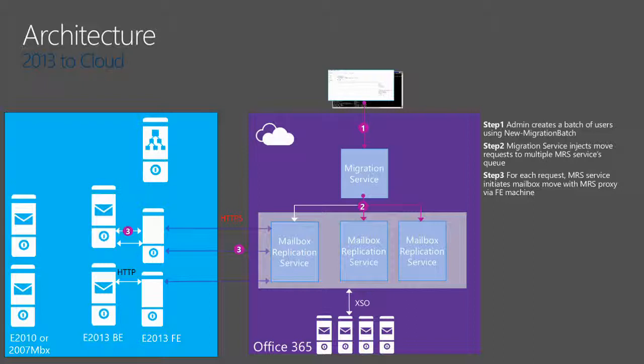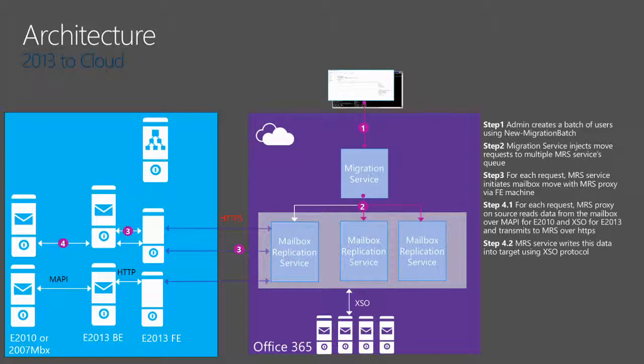The MRS proxy in 2013 is running in the back end, not in the CAS front end. So the front end proxies requests to a 2013 backend over HTTP, and the 2013 backend in turn talks to the various backends either over MAPI or XSO. It uses XSO for 2013, MAPI for 2010 and below. And then the reverse flow is all similar and the same. Okay.